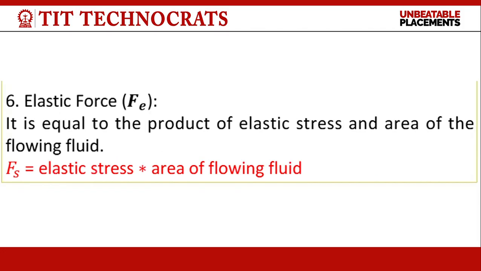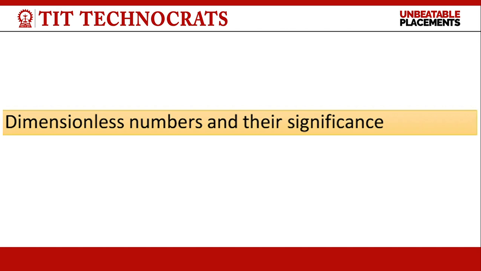Sixth one is the elastic force. It is equal to the product of elastic stress and area of flowing fluid. So based on these six types of forces, we can derive the different dimensionless numbers. There are certain dimensionless numbers and we are going to cover them one by one.